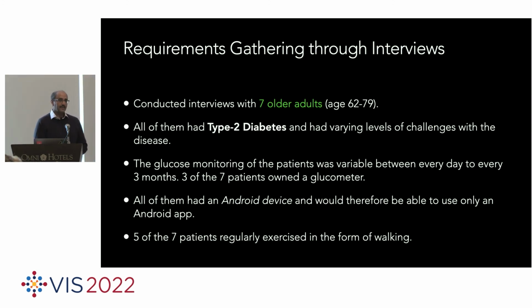And so we interviewed 7 adults in the 62 to 79 age range. And they were all residents of Pune, India, with varying levels of type 2 diabetes. And this is relevant somehow, but patient self-monitoring was quite varied, between once a day or twice a day to once every 3 months. And only 3 of the 7 patients actually owned a glucometer. Now, all of the patients had an Android device and most of them exercised regularly. So we learned a little bit about this user group.